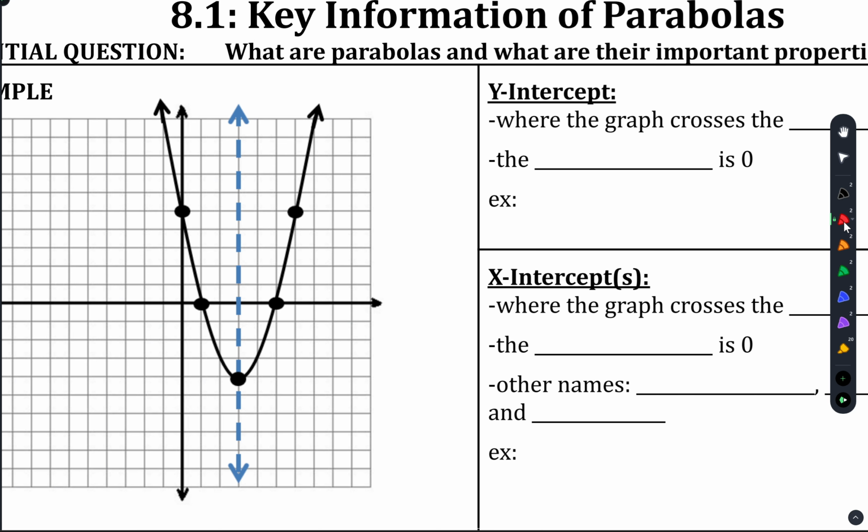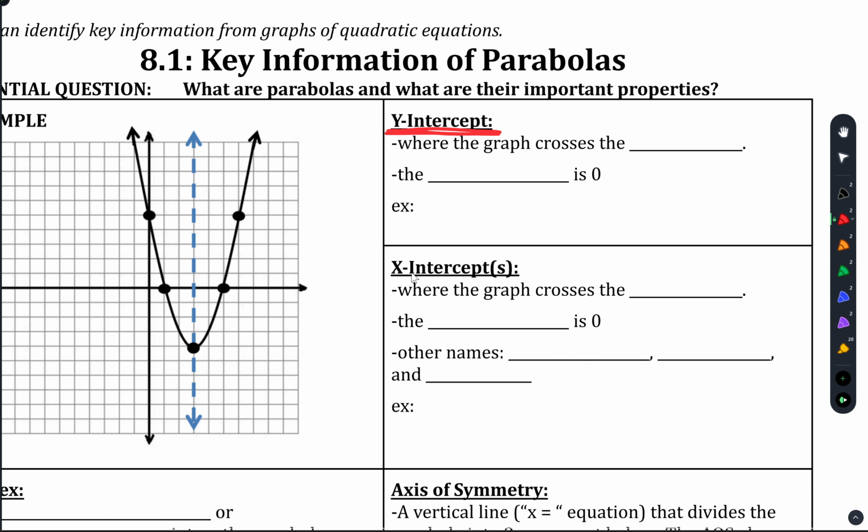I'm going to kind of color code this vocab, so if you like color coding, maybe that's something you want to do. The first thing that we're going to talk about should sound familiar to us. It's the y-intercept. The y-intercept is where the graph crosses the y-axis. So the y-axis is the one that goes up and down, and the y-intercept of this graph is right here at that point.